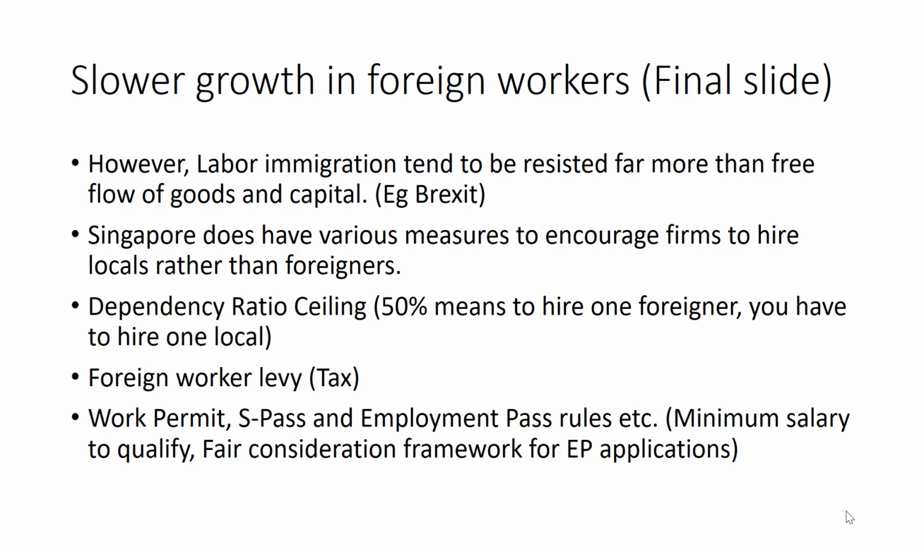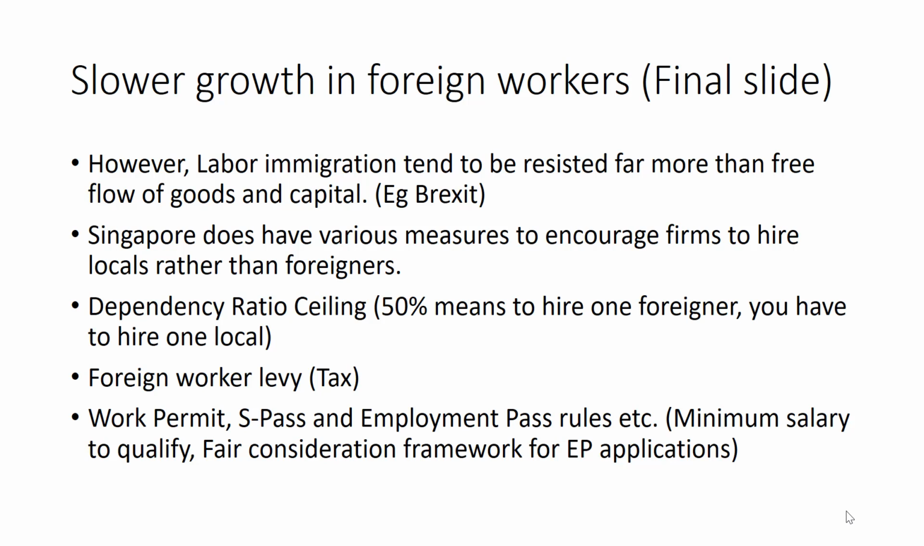So number one, we have a dependency ratio ceiling. This basically sets a limit on the proportion of workers in the company's workforce that can be foreigners. For a simple example, if the DRC, the dependency ratio ceiling, is 50%, it means that for a firm to hire one foreigner, they have to hire at least one local. So if you want to have 5 foreigners, you must hire at least 5 locals. So this is called a DRC. We also have a foreign worker levy, which is a kind of tax. So if the DRC is a quota, the foreign worker levy is a form of tax.